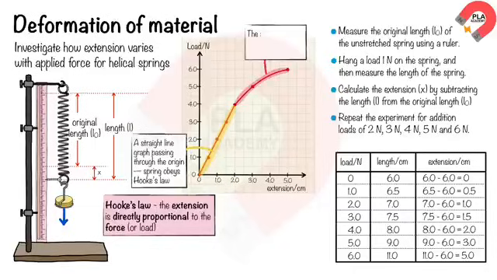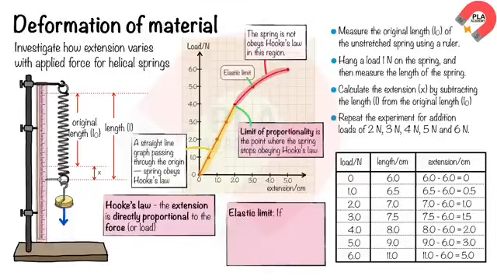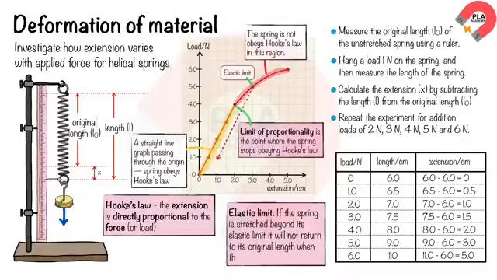In this region, the spring does not obey Hooke's law. This point is called the limit of proportionality. It is the point where the spring stops obeying Hooke's law and starts to stretch more for each increase in the load force. This point is called the elastic limit. If the spring is stretched beyond its elastic limit, it will not return to its original length when the weights are removed.